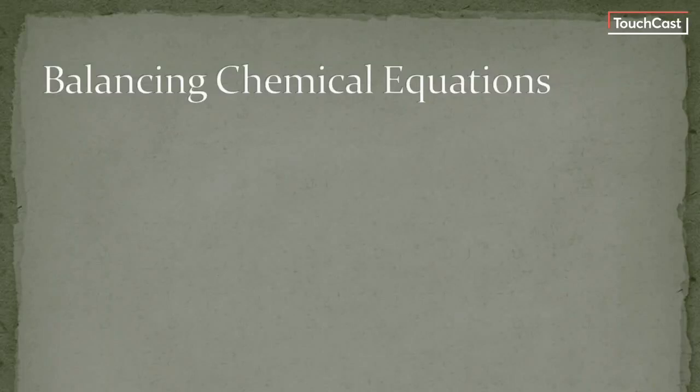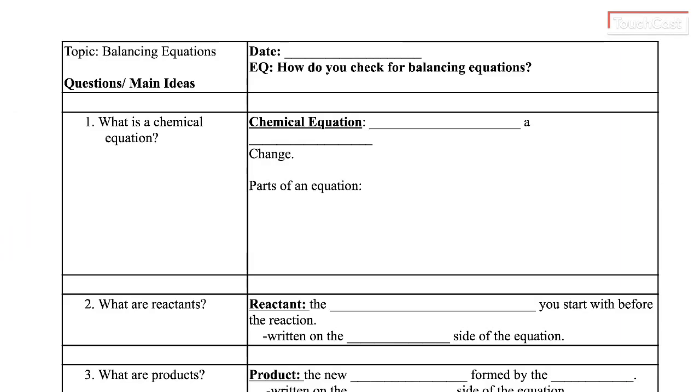All right, ladies and gentlemen, we are going to be talking about balancing chemical equations. You have some Cornell notes that look like this. Remember, it is your responsibility to be filling in all of the blanks. You have your questions and main idea over here to the left. And then our essential question is, how do you check for balancing equations?